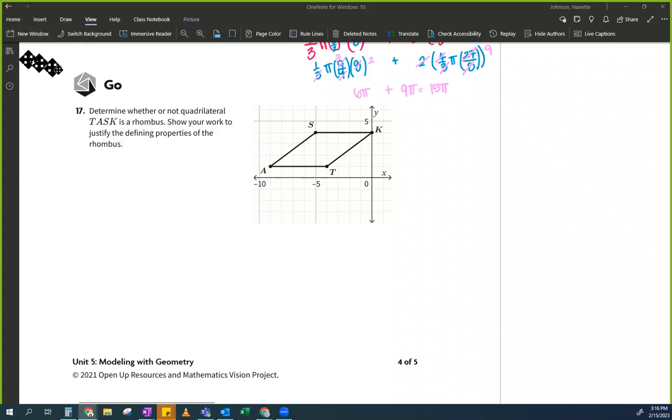Okay, so we are continuing in 5.1, Ready, Set, Go. It's 17 and 18. The "Go" problems basically mean it's preparing you for what's coming next, and you will see some of these kinds of things in a couple of lessons.